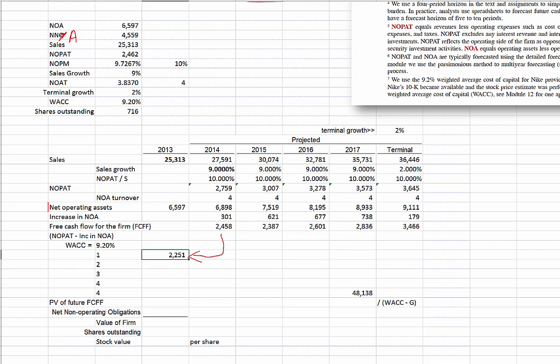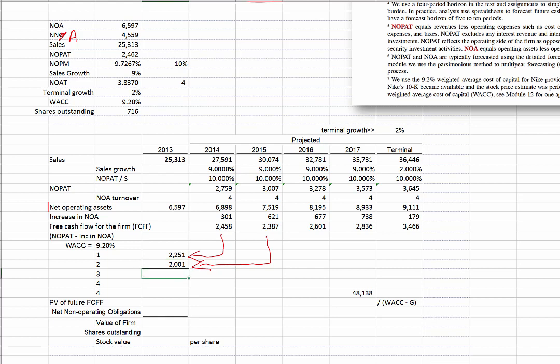Let me do the same for the next year. Bring that back 2 periods right there. 2378 divided by 1 plus 9.2% raised to the second power, and that gives me 2 billion, 1 million.